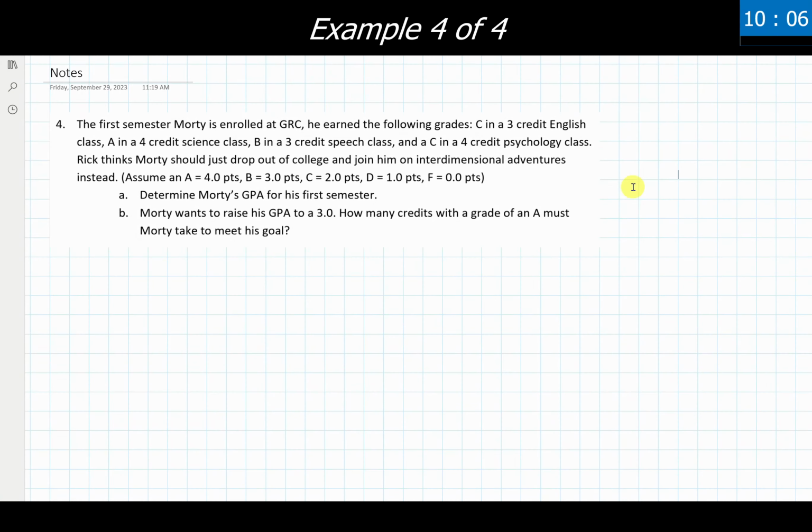For our fourth and final example, we are told that the first semester Morty is enrolled at GRC. He earned the following grades: C in a 3-credit English class, A in a 4-credit science class, B in a 3-credit speech class, and a C in a 4-credit psychology class. Rick thinks Morty should drop out of college to join him on interdimensional adventures instead. Pretty standard issue stuff right there.